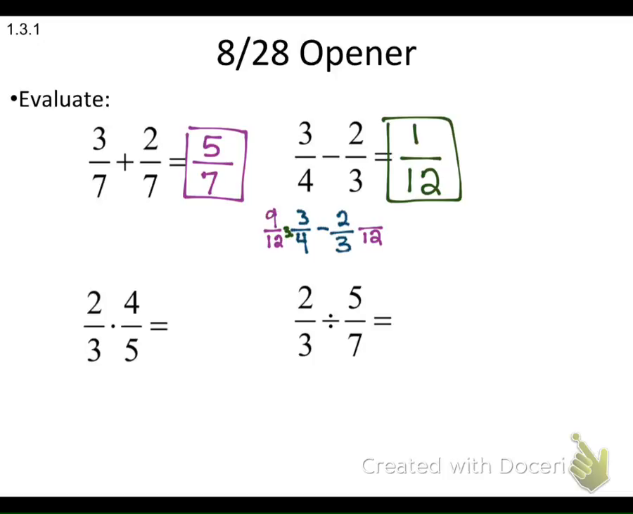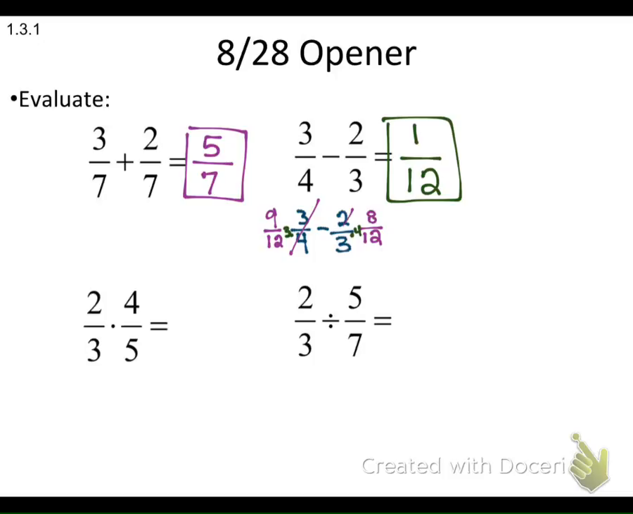9. So that's my new fraction for that side. Now I've got to do my right side, and I'm going to go through the same process. I have to think to myself, 3 times what equals 12? 4. So if I multiply my bottom by 4, I multiply my top by 4. So it's 2 times 4, 8.